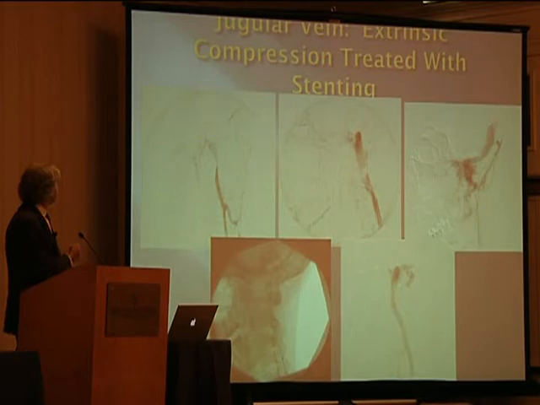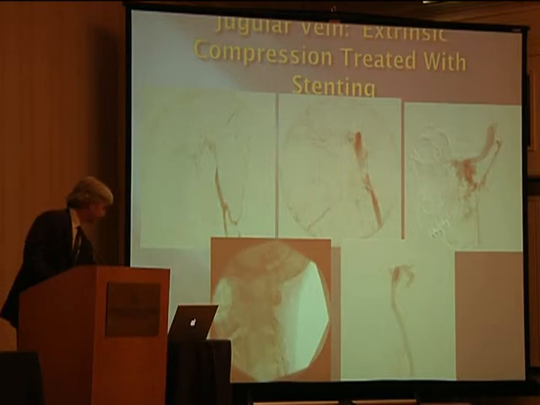Same sort of patient, extrinsic compression, very characteristic appearance. Injecting above the lesion, you see collateralization via the vertebral veins and filling up the venous sinuses with no flow through the jugular vein. And after stent placement, widely patent vein with resolved collateralization.